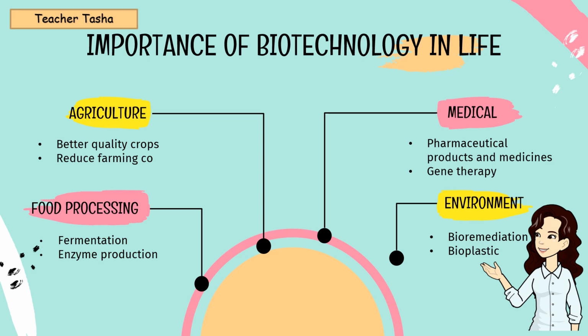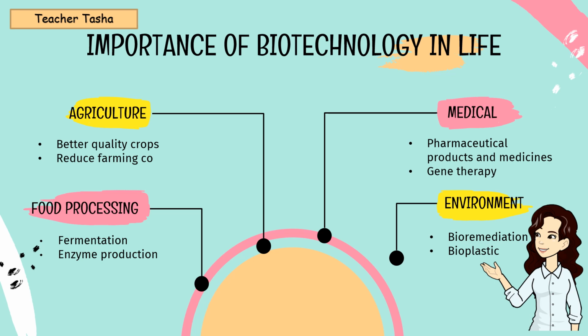In the field of food processing, biotechnology is used to make wine, beer, and bread through the fermentation process of yeast. It produces enzymes from fungi and bacteria which are used in the production of biological washing powder, clear fruit juice, lactose-free milk, and also yogurt.